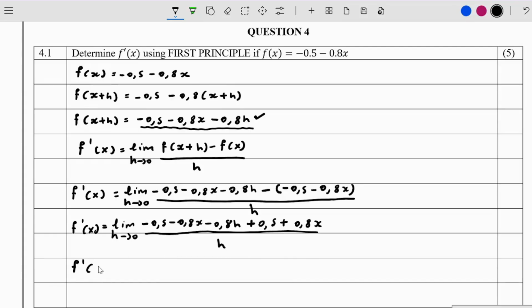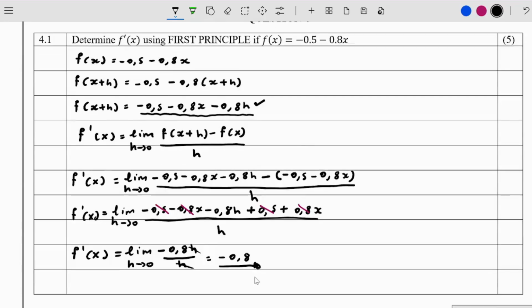Now here's the fun part. Everything must cancel each other now and be left with something. So let's see. If you go into your statement, you'll notice 0,5 and 0,5. One is positive, one is negative, so they cancel. 0,8, 0,8. One is positive, one is negative, so they cancel. And then they give us 0. So you'll be left with -0,8h divided by h. Then h and h divide against each other. The final answer is -0,8 right there. That is our final answer there.